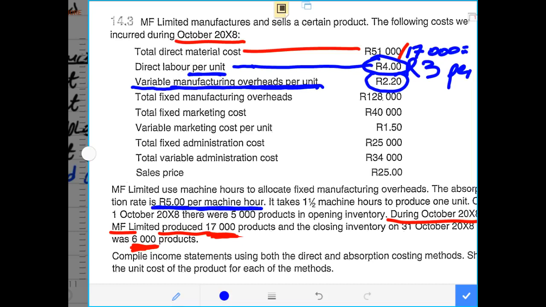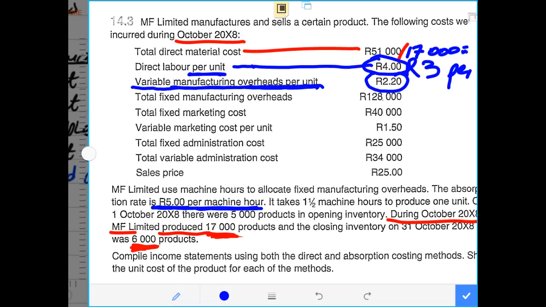So now we need to say 5 rand times the number of hours it takes to manufacture 1 unit in terms of the machine. We know that it takes 1.5 hours to manufacture 1 unit per machine. So they spend 1.5 machine hours to manufacture only 1 unit.